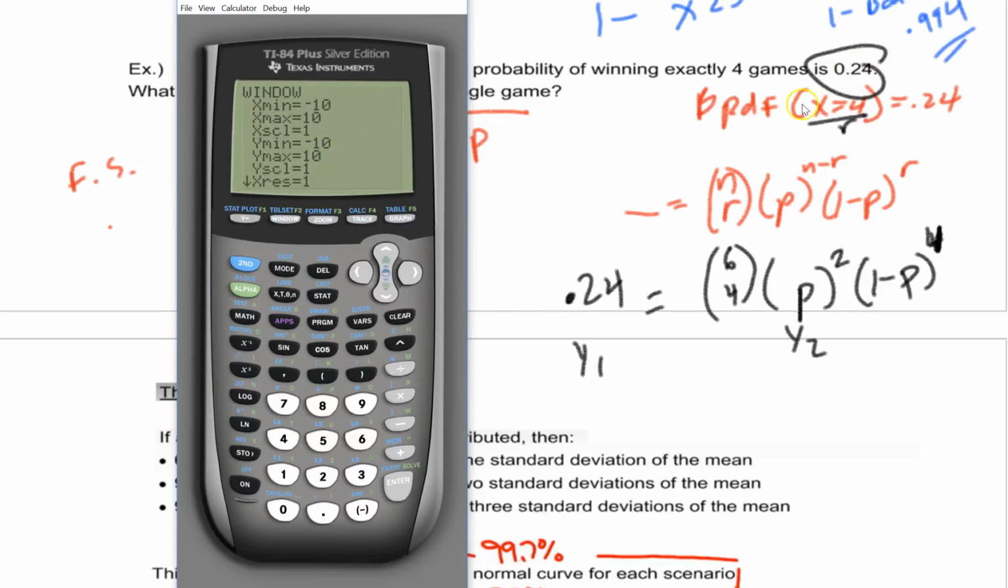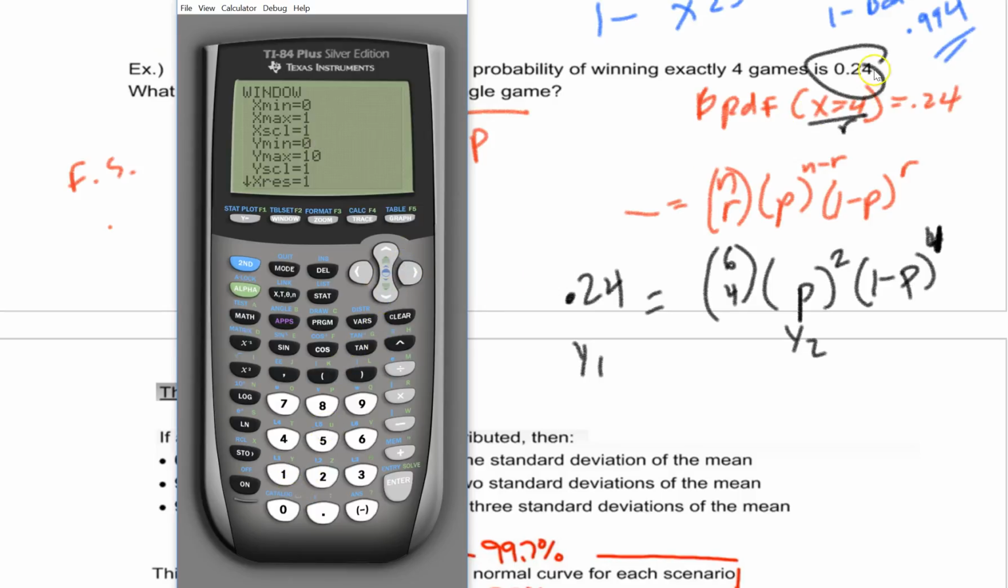Okay, so here's our window, right? Let's talk about what's going on here. We're looking for P, which is my X. That's probability. Remember, probability could only go between 0 and 1, right? Lowest probability is 0. Max probability is 1. So that's done. My Y min.